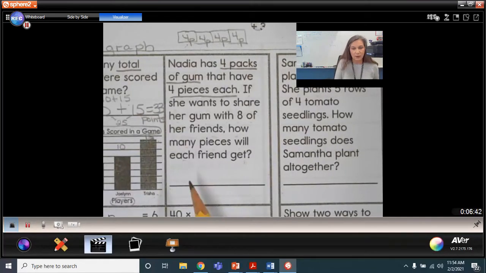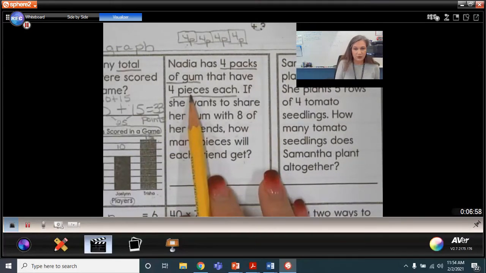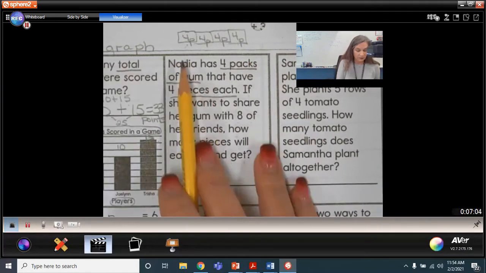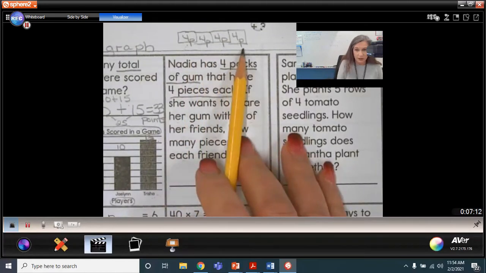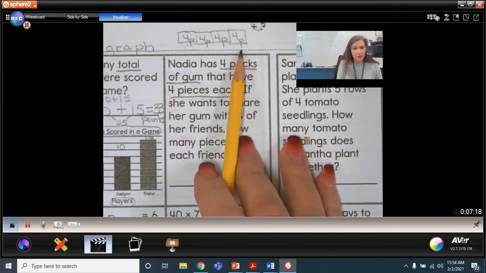So this is a 2-step problem, because first we need to know how many pieces of gum we have before we can share them. So before we can share anything, we have to know how many pieces of gum there are. So we would use what to figure it out? Well, I've already drawn what we visualized, or what we can see in our mind so far. I could either use repeated addition to find out how many pieces of gum I have, or remember what repeated addition is? It's also multiplication, right?